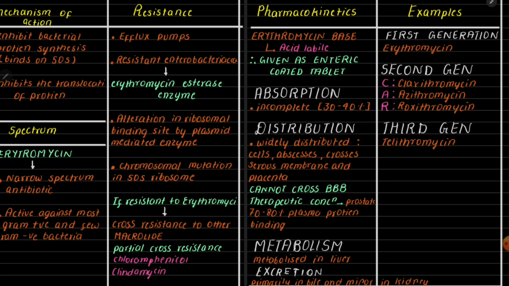Now, if an organism is resistant to erythromycin, it will also show cross resistance to other macrolides, which means that if an organism is resistant to erythromycin, it will also be resistant to all the other macrolides. It also shows partial cross resistance with chloramphenicol and clindamycin, which is a lincosamide.